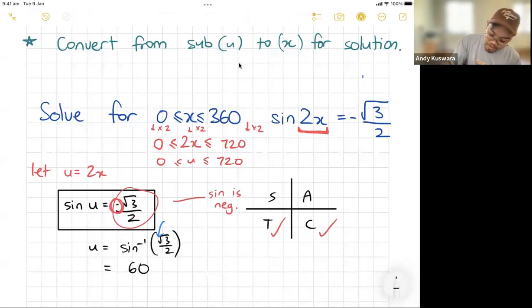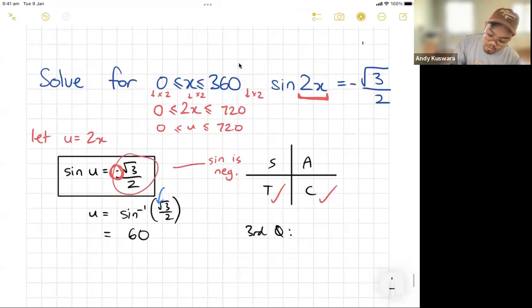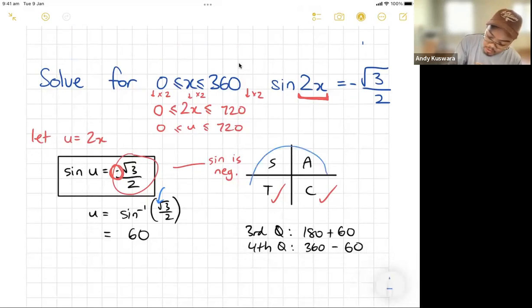So let's find our third quadrant. How do you find your third quadrant answer? Well, this is going to be 180 plus 60. How do I find my fourth quadrant? Well, that's 360 minus 60. That's between 0 and 360. But remember, we're going all the way to 720, so that means I need to do one more round.